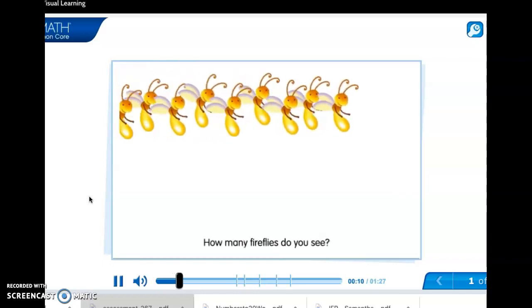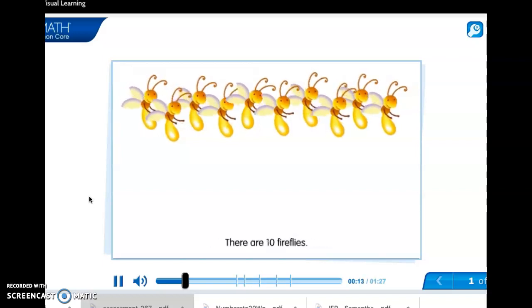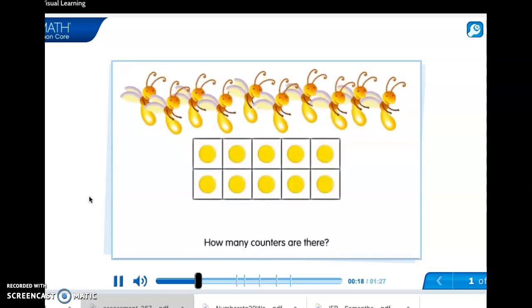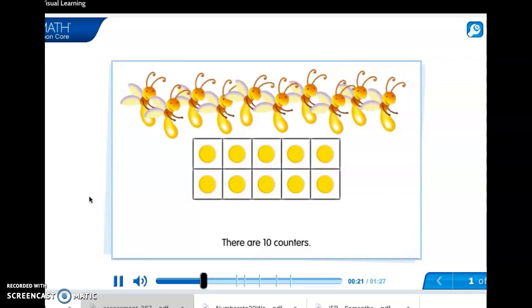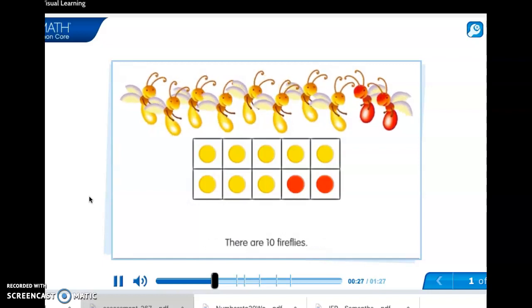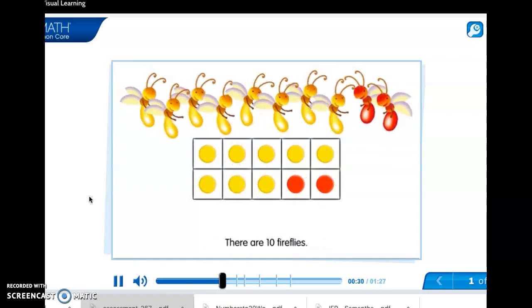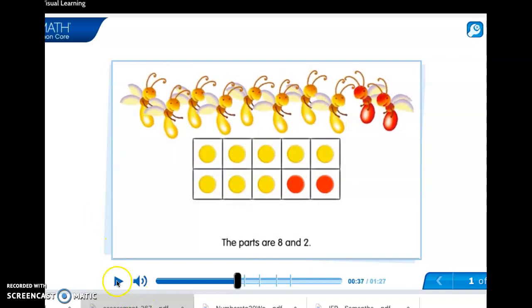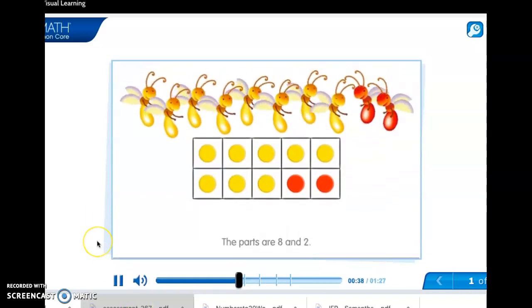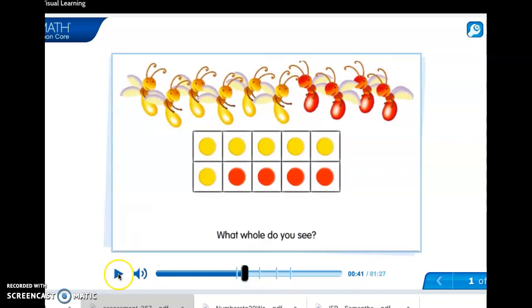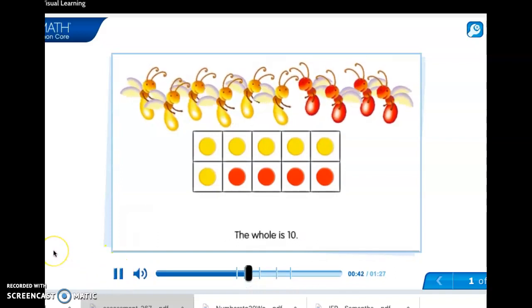How many fireflies do you see? There are 10 fireflies. How many counters are there? There are 10 counters. How many fireflies do you see? There are 10 fireflies. What parts do you see? The parts are 8 and 2. What whole do you see? The whole is 10.